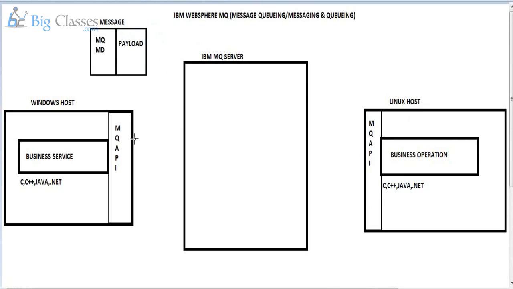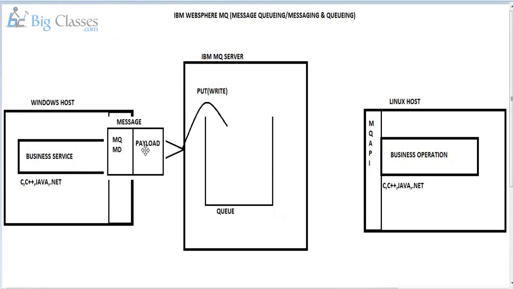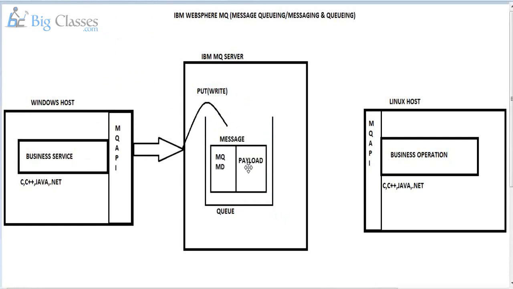After defining the message, the application connects to the IBM MQ server. It puts the message on a queue. A queue is an object. It is a file and data structure. It holds messages. Put is nothing but write here. The application delivered the message to the MQ server. The MQ server queue is available to hold it.